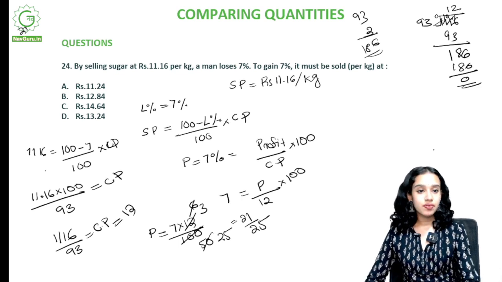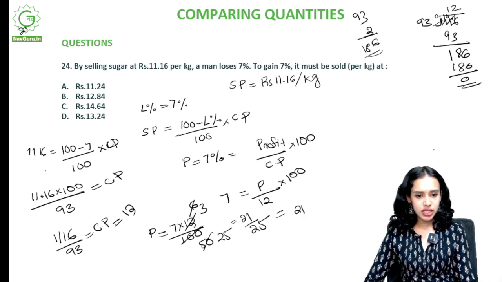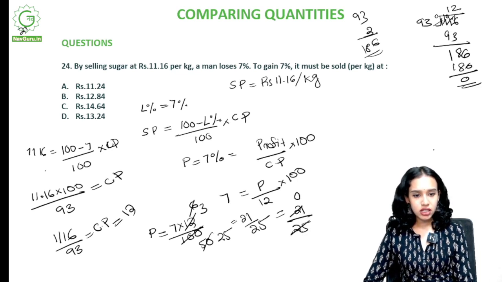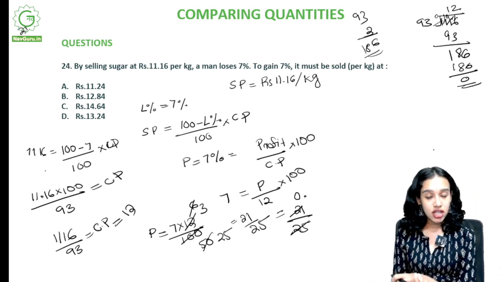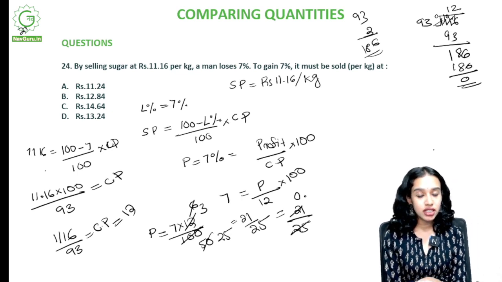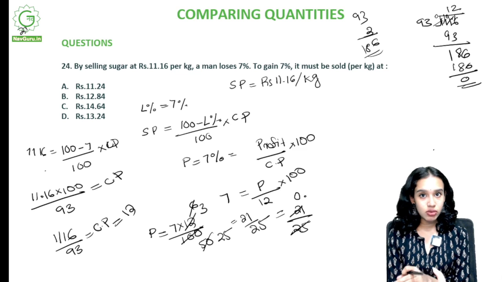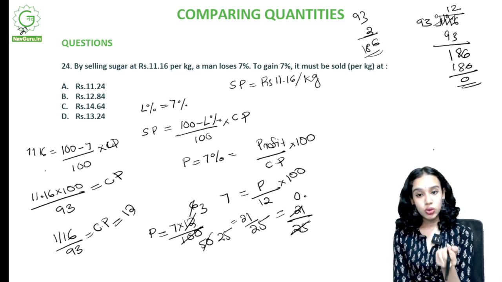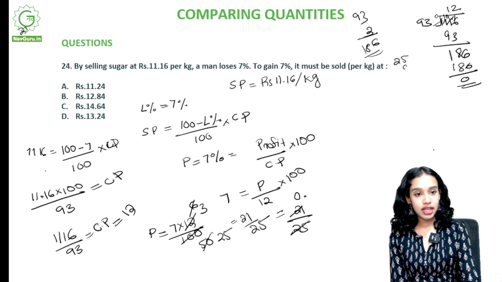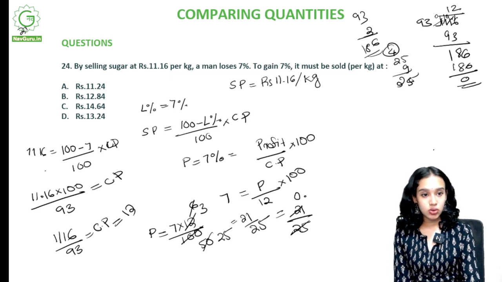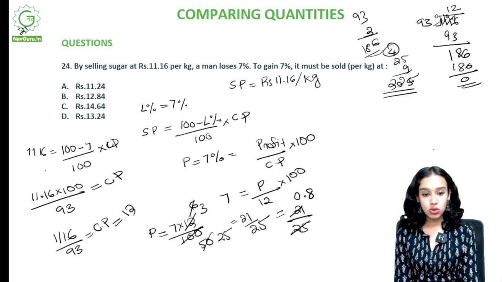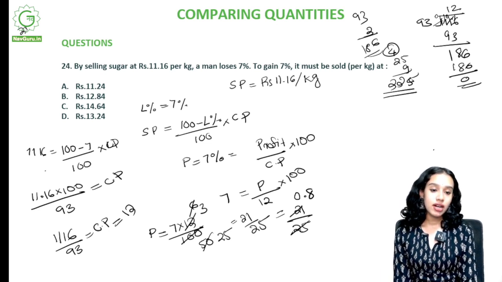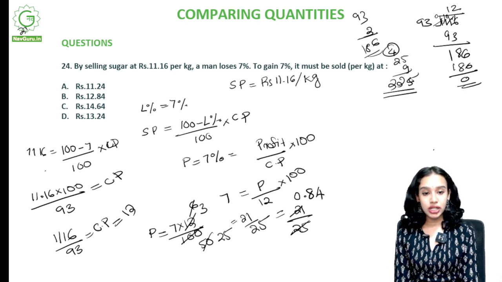So what is 21 by 25? Let's cut it down from here only. 21 by 25. First of all, we get 0.210. So basically we know that 4 times 25 is 100. So 8 times 25 would be 200 and 9 times 25 would be 225, right? We have 210 here, so this goes at 8, 8 times is 200, then we have 10 here, so we add one more 0, that is 100, and we get 0.84.